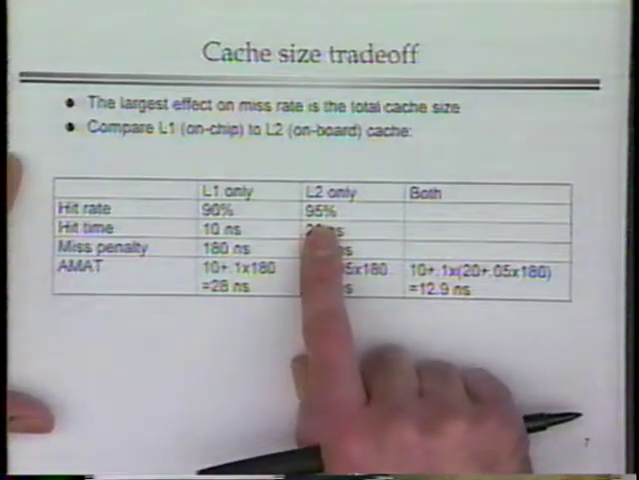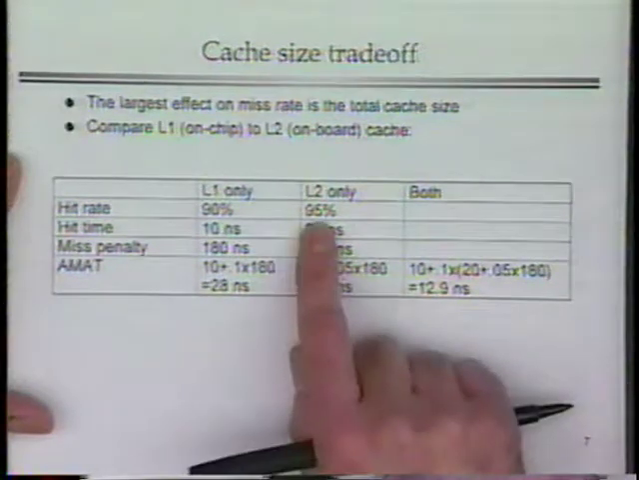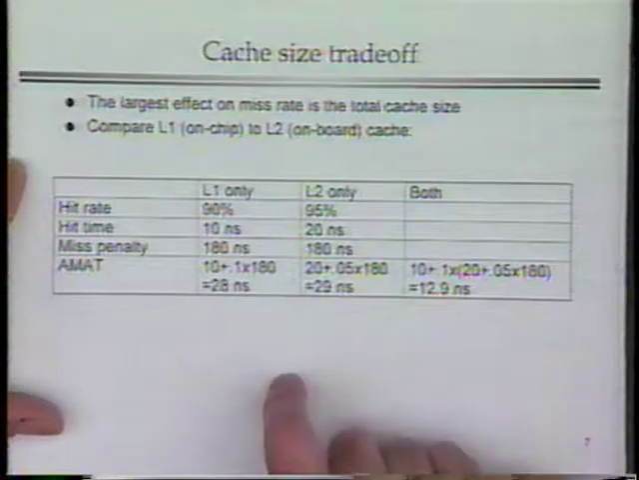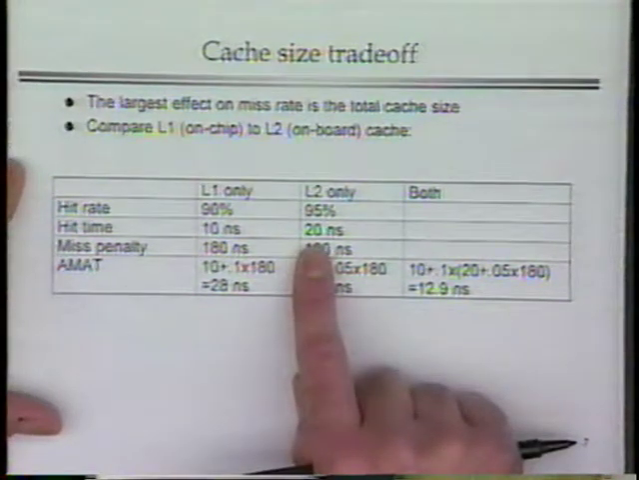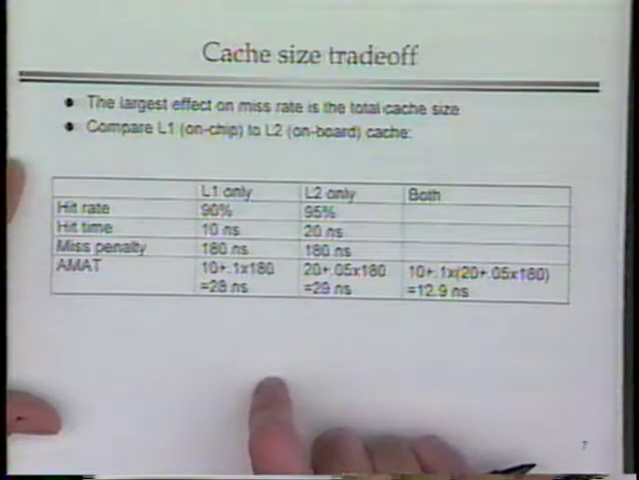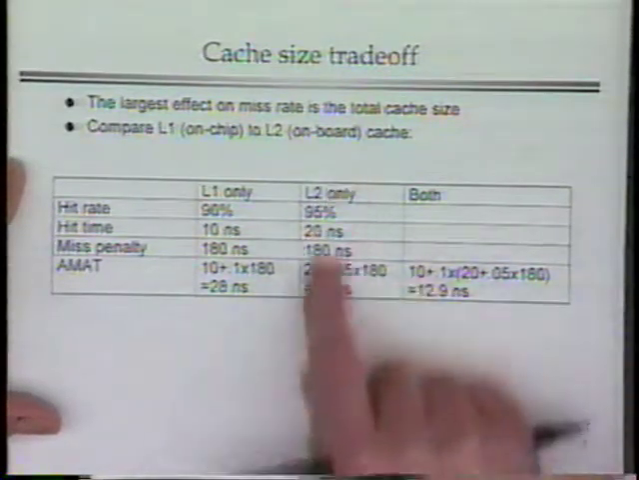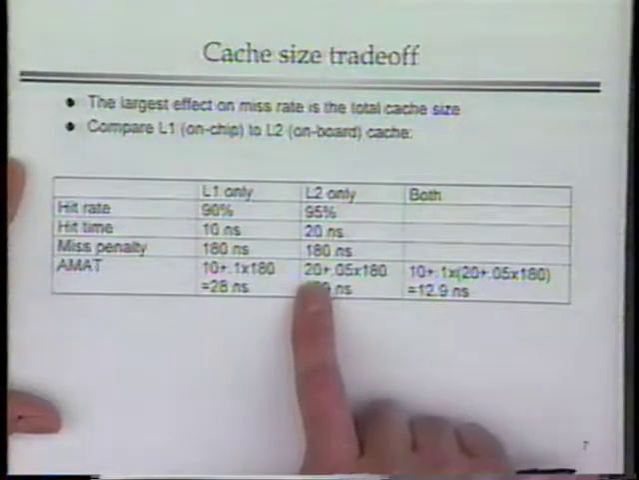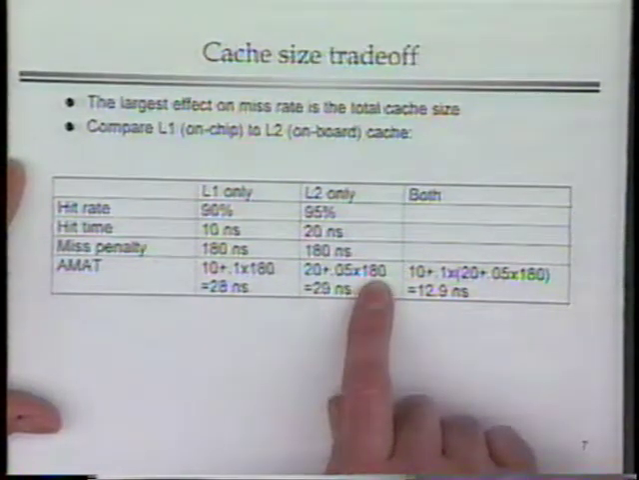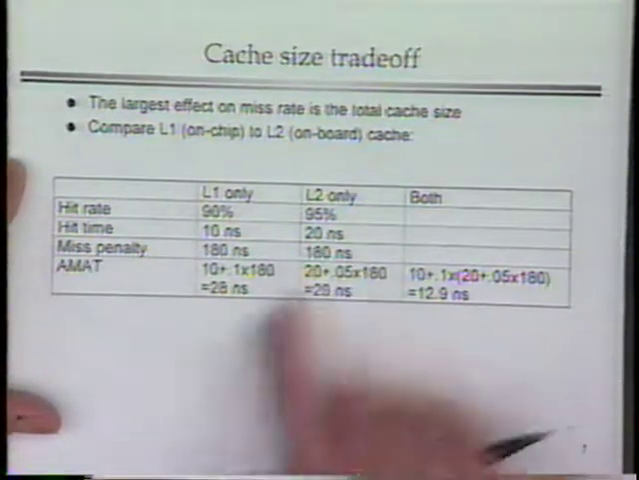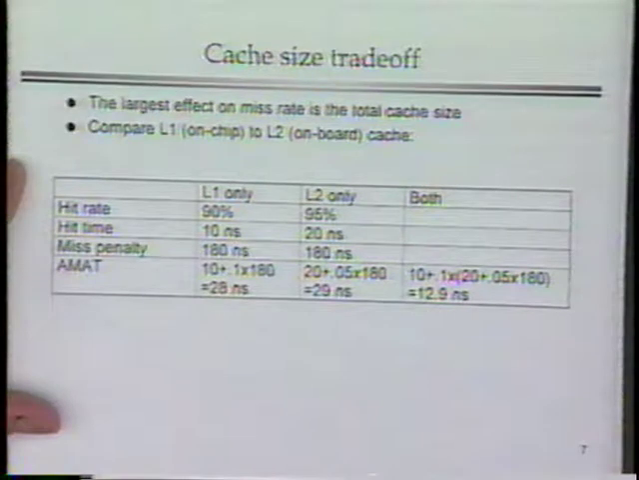Okay, in the next case of this level 2 cache, if you were to use only it instead, it's got a higher hit rate. Let's say it's a bigger cache, so it only loses on 5% of the accesses. It's got a bigger hit time because it's a bigger cache. And let's say that the miss penalty is the same. So in this case, if you were only to implement the level 2 cache, then you would pay 20 nanoseconds plus 5% of 180, or 29 nanoseconds, almost the same amount. Right? Higher hit rate, but slower access time.